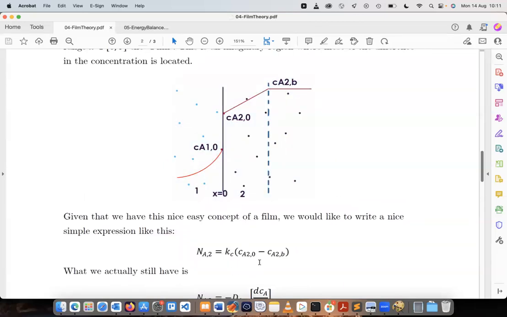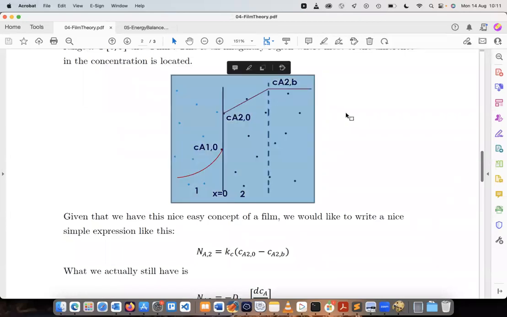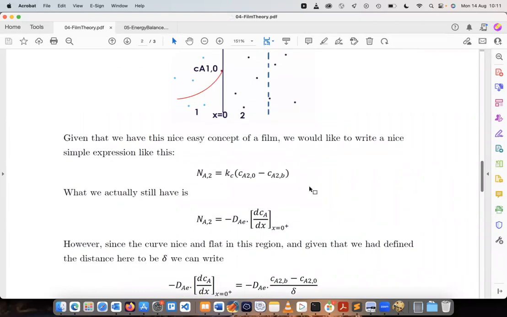So according to film theory, the driving force is the difference between those concentrations. And we define another constant, the mass transfer coefficient. So k_c, the mass transfer coefficient, times this difference is going to give us our molar flux. So that's the molar flux in this space. And of course, we still have to be consistent with the strictly defined flux. This is what we had defined before. We said that in this case, I think this was equimolar counter diffusion, so we get this form, right? So Fick's law.